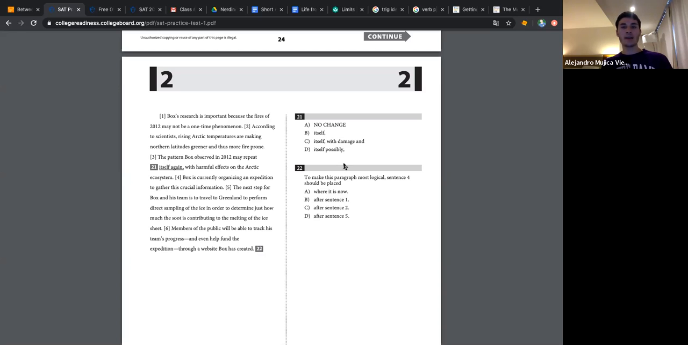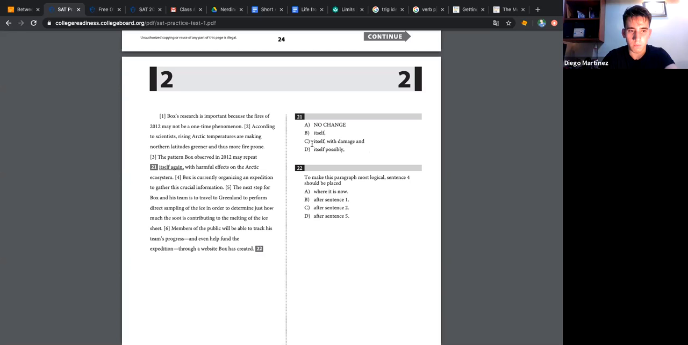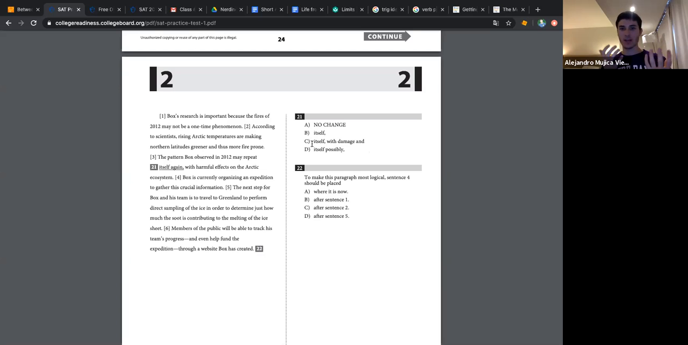Okay. So we're left with just itself, comma, with blah, blah, blah, or itself with damage and harmful effects. So if we did C, we would have itself, comma, with damage and with harmful effects. Again, this is redundant because damage and harm are the same thing. They're synonyms. So the most concise way we can phrase this is just may repeat itself, comma, with harmful effects on blah, blah, blah. Okay. So 21 is done.